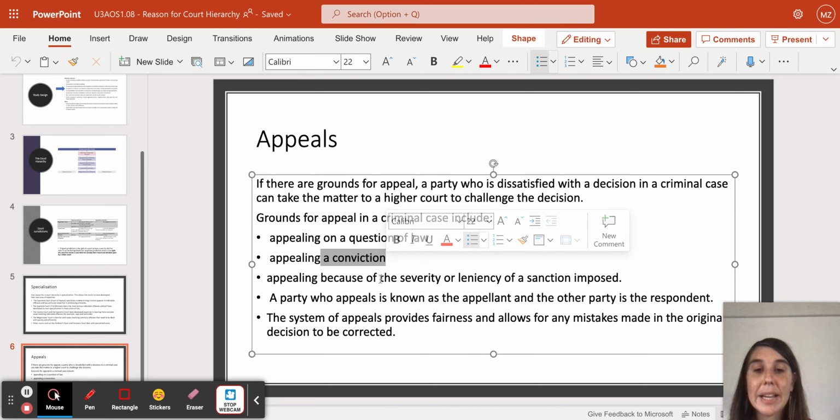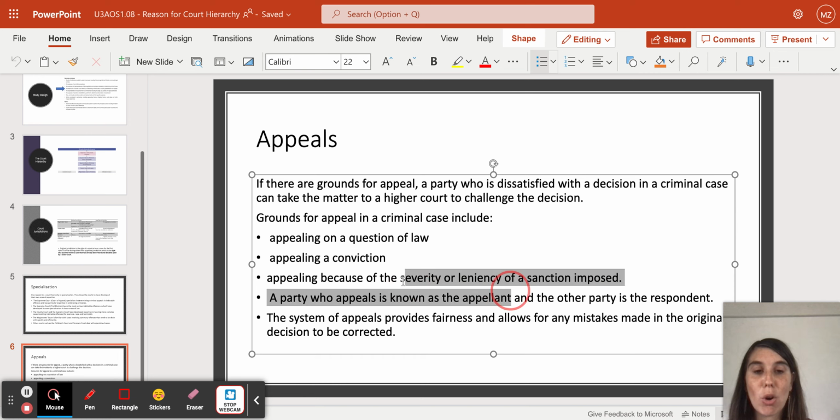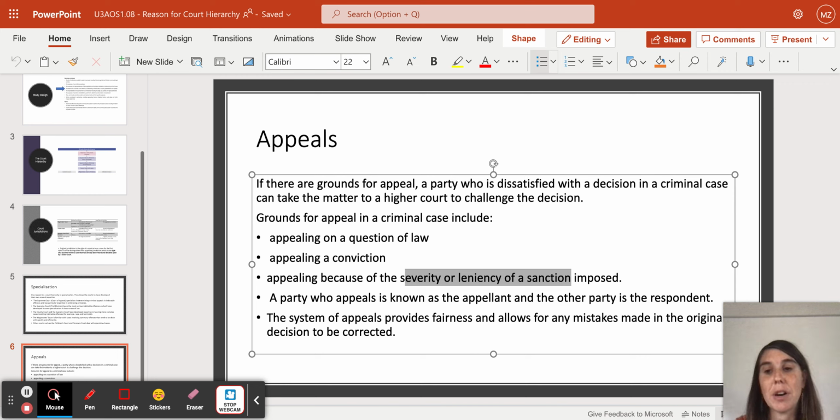Okay, you may appeal on the severity of your sanction. So maybe you've decided that your sanction or your imprisonment of 25 years is too harsh. You think the judge maybe has been biased around it, and you may decide to appeal. Okay, so this system of appeal provides fairness because it understands that mistakes can be made in the court system and allows those mistakes to be rectified.